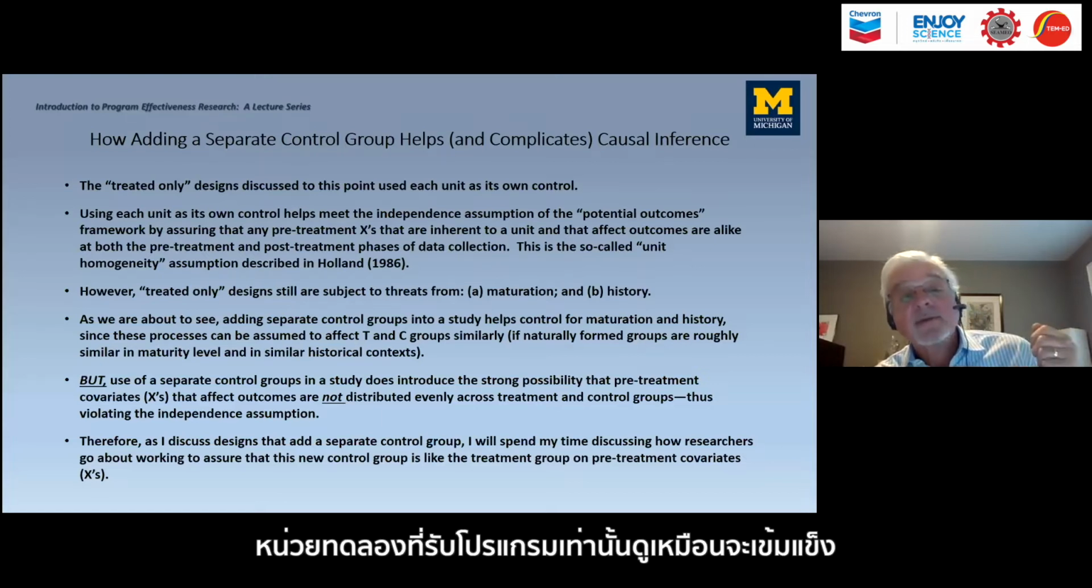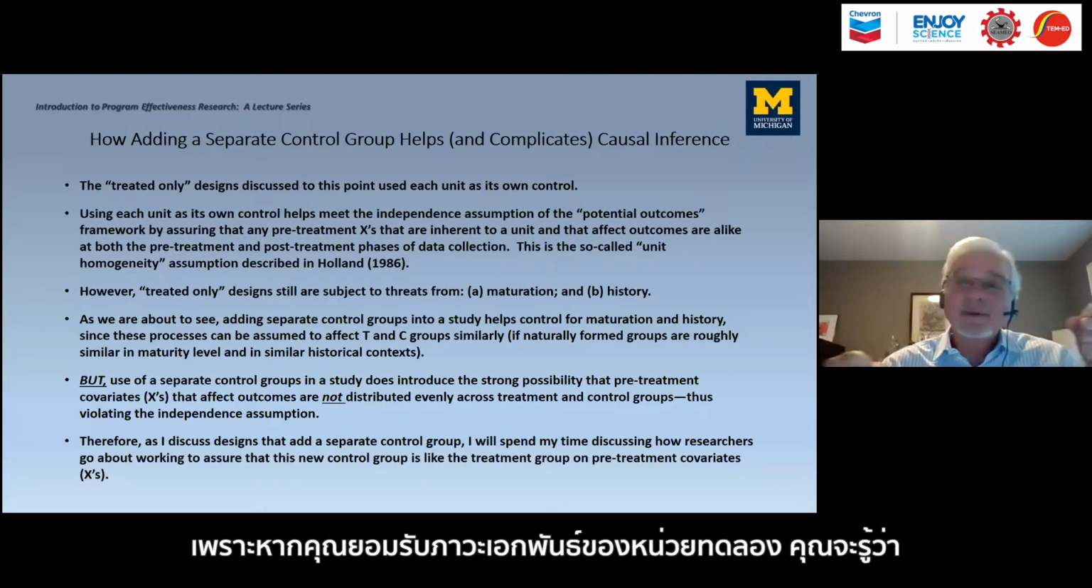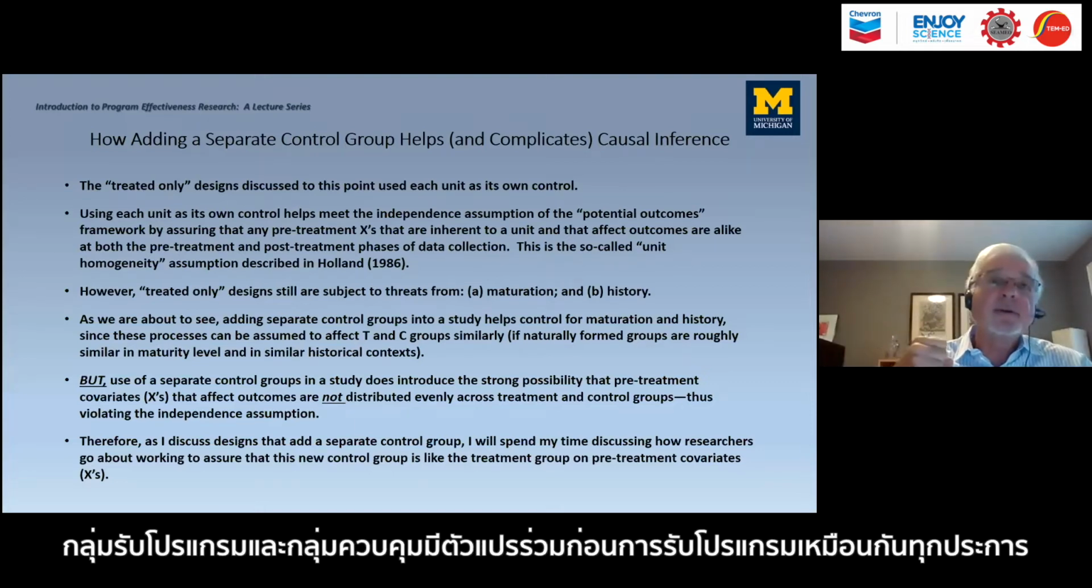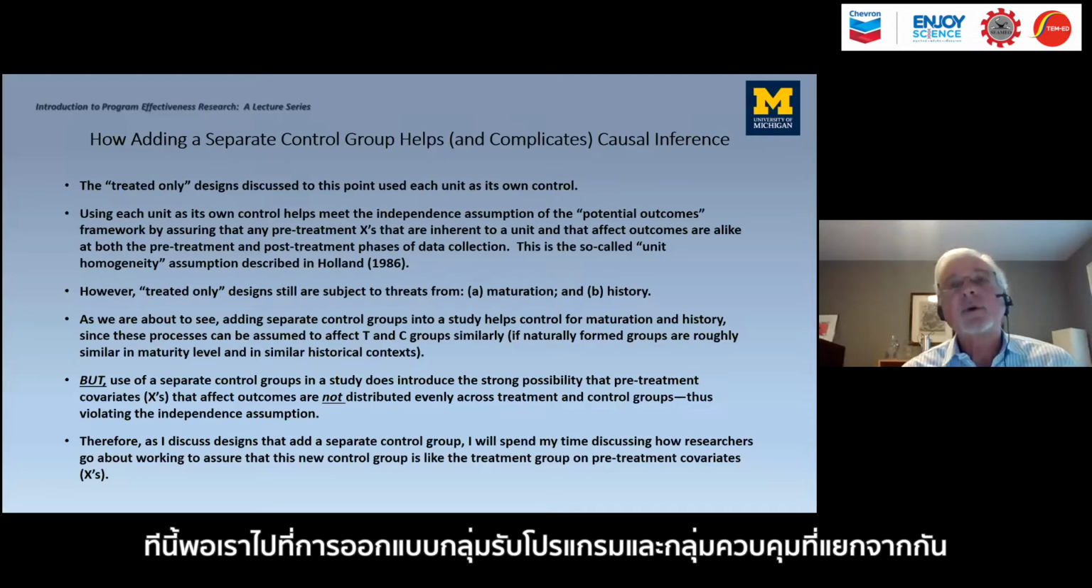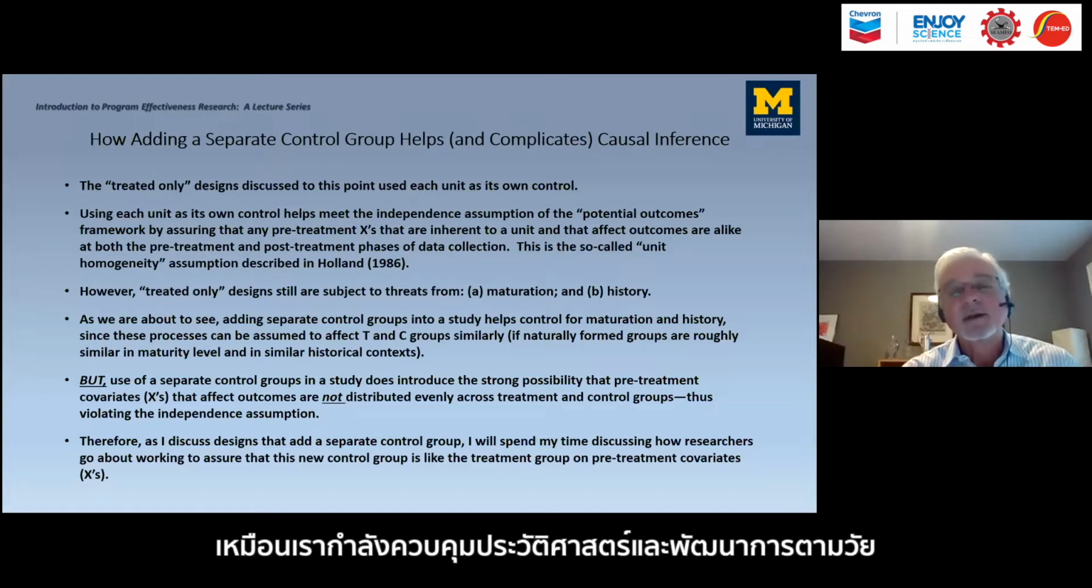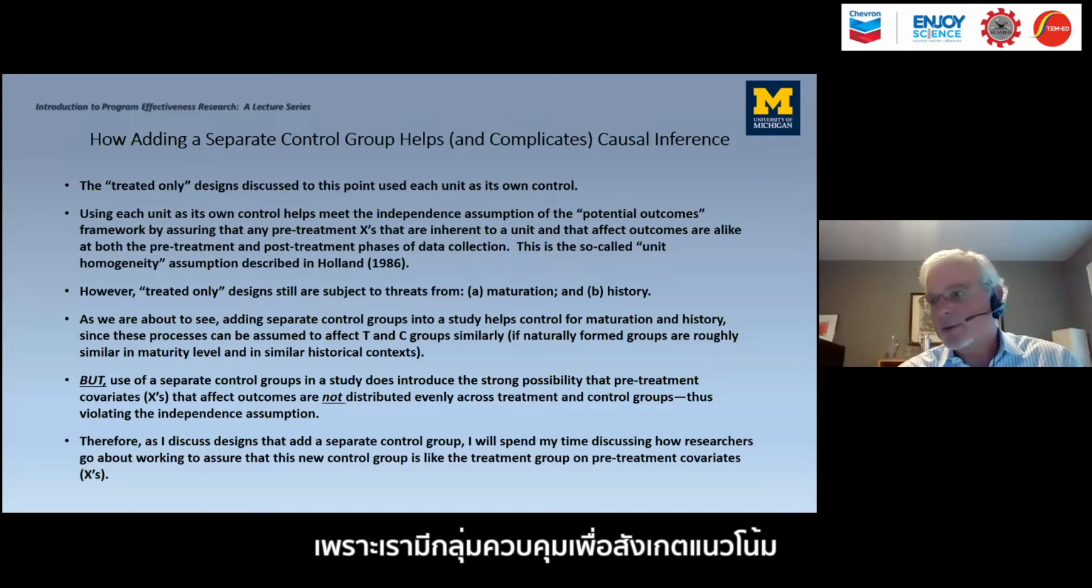So the treated only ones seem strong because if you assume unit homogeneity, you know that the treatment group and the control group were exactly alike on pre-treatment covariates. They're the same people. But you have these threats to history and maturity. Now, when we go to a separate treatment and control group design, we sort of are controlling for history and maturity because we have a control group to observe the trends in.